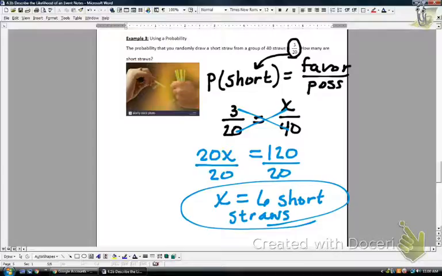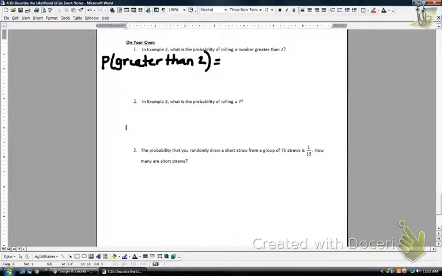All right, you have a couple of on your own problems to do. Go ahead and work those, and then you can check your answers with mine. Okay, so on your own, in example 2, we're rolling the number cube. It says, what is the probability of rolling a number greater than 2? So greater than 2 would be 3, 4, 5, 6. So I have 4 favorable outcomes out of 6 total.